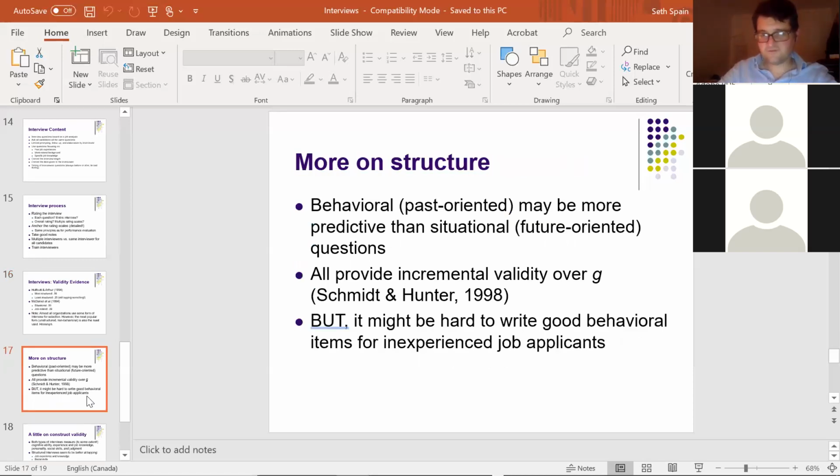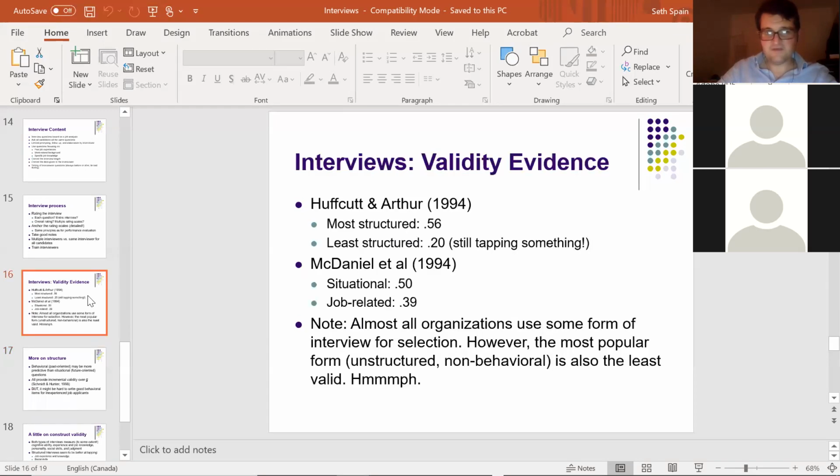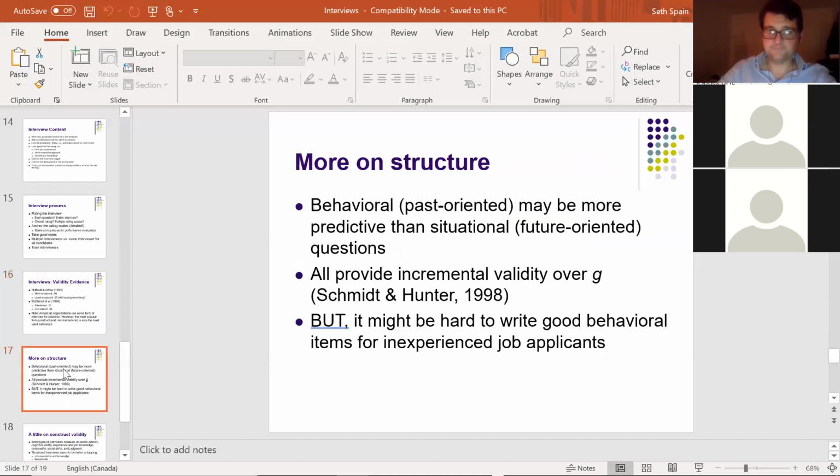And more unstructured, there's some not super strong evidence, but as you can see here, our most structured are behavioral interviews, which have slightly but notably higher validity than the situational interviews. So behavioral, so past-oriented interviews may have at least somewhat more predictive validity, like they do a better job of forecasting who's going to be good at the job than situational interviews. But that's weak. The real takeaway here is that structure is the most important thing. The more structured your interview is, as long as you're keeping the content job related, the more valid it will be. But even the least structured interviews provide incremental validity over cognitive ability.